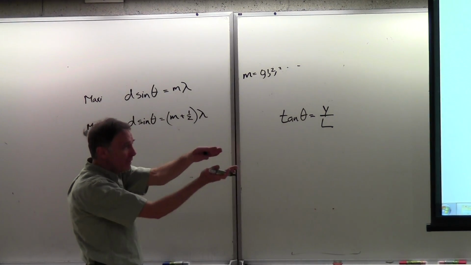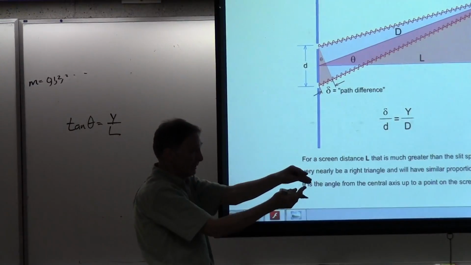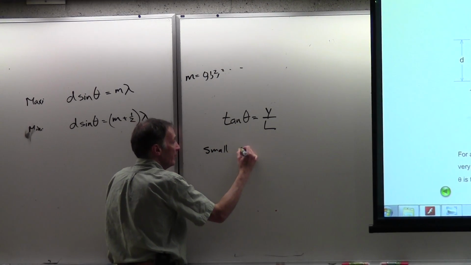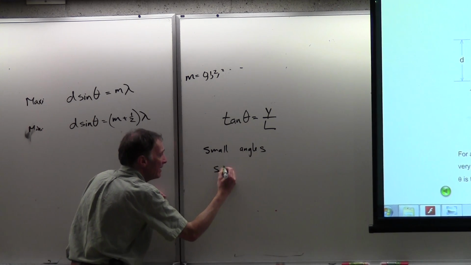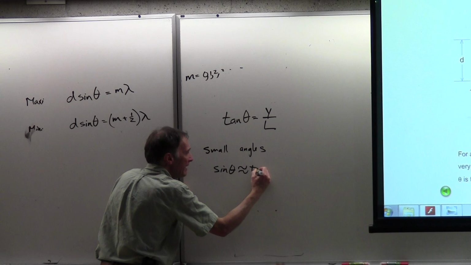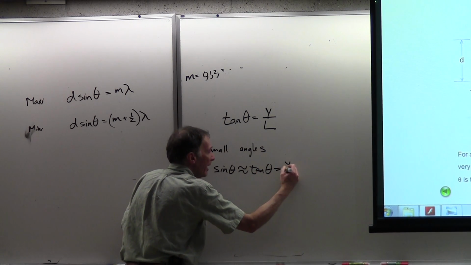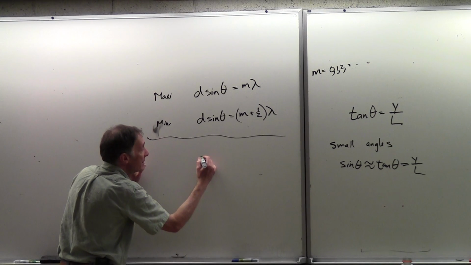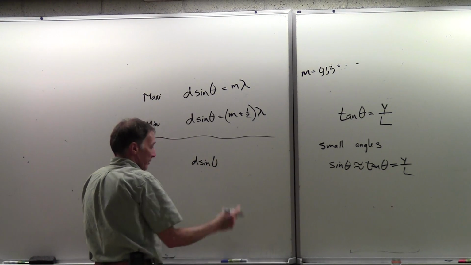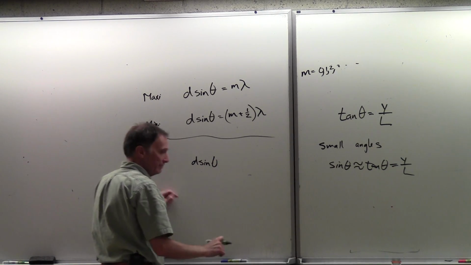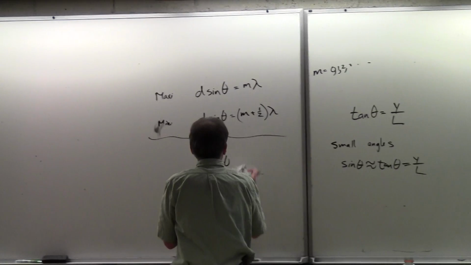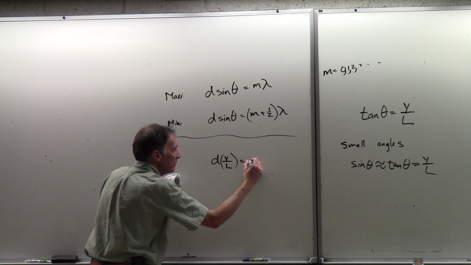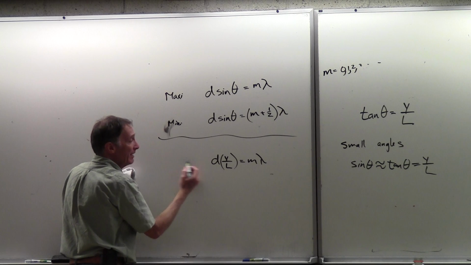And sometimes when we're dealing with small angles, which we usually are for most double slit things, we can say that the sine of theta is approximately equal to the tangent of theta, which is equal to y over L. So very often in problems, we do this so automatically that instead of d sine theta equal to m lambda, we'll just write dy over L is equal to m lambda. And so this is just kind of a convenient shortcut.